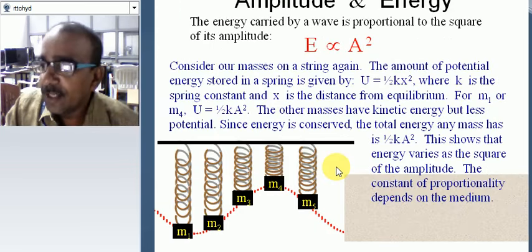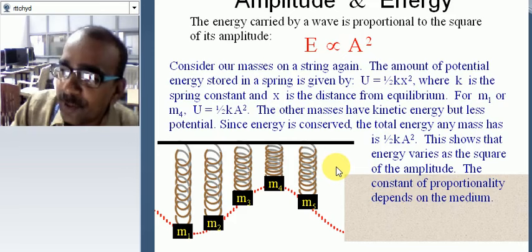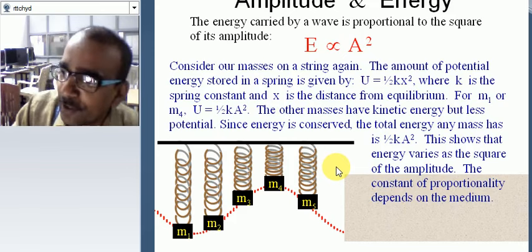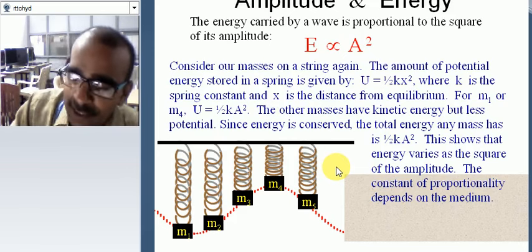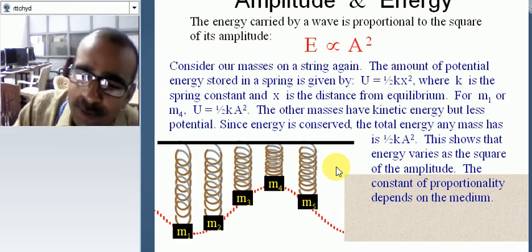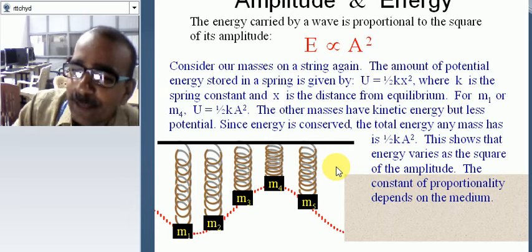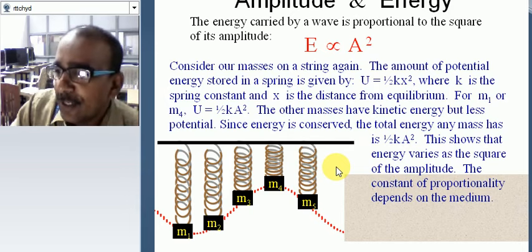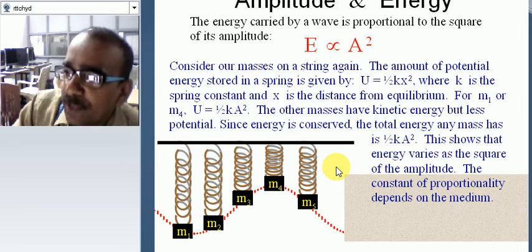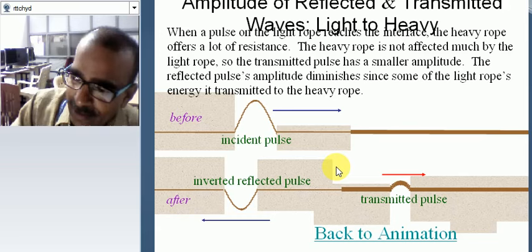Now the relationship between amplitude and energy. The energy of a particular wave is directly proportional to the square of the amplitude. This is shown in this slide. Based on this formula, some questions or basic numericals are expected in the examination. In the next slide, we will see the amplitudes of transmitted waves due to heavy or light disturbances.